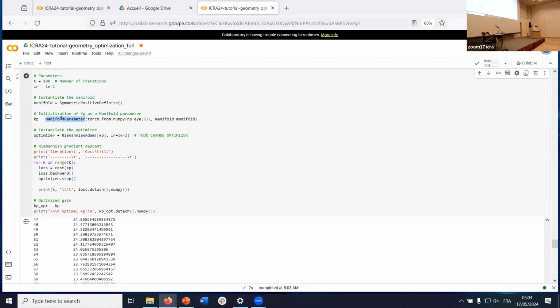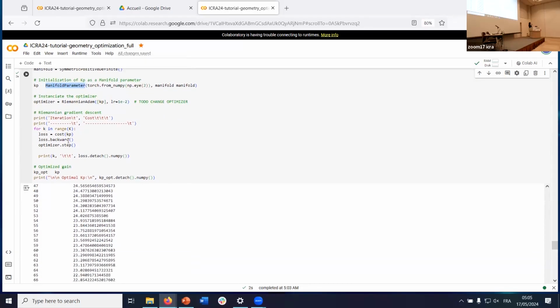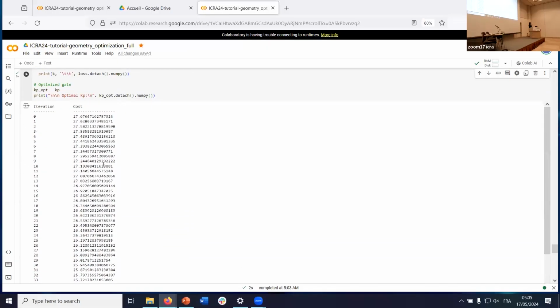You can also simply define products of manifolds. If you want to optimize at the same time something that is Euclidean and something that belongs to a manifold, you define it as a manifold parameter on a product of manifolds, and that also works out. So when you have a mix of things you want to optimize, you can still use this. And then the loop is very much like in PyTorch optimization. You compute the cost, then you do cost.backward, this computes the gradient, and then you do a step of your optimizer. Right.